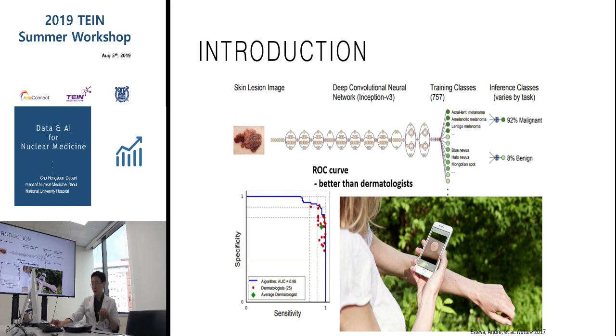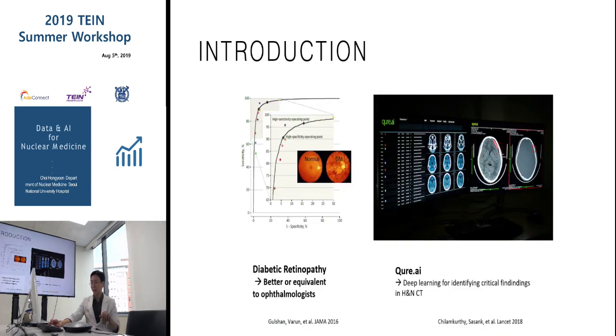So as I mentioned, this is a new technology for skin lesion detection, and this is deep learning technology to differentiate diabetic retinopathy. And some researchers in India developed a deep learning model for identifying critical findings in head and neck CT. This is Qure.ai, a startup in India, and they published this paper in the Lancet last year. So this AI technology is open.